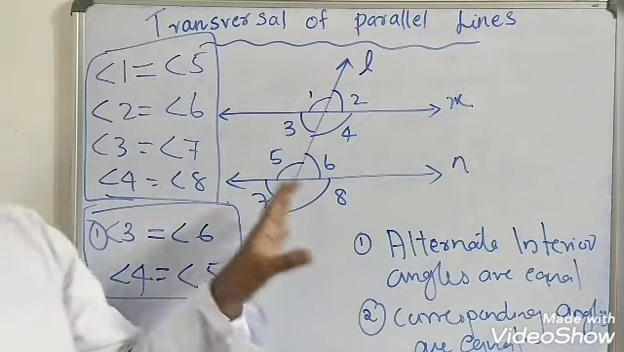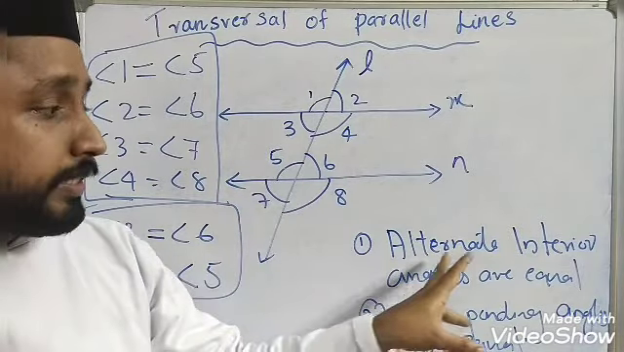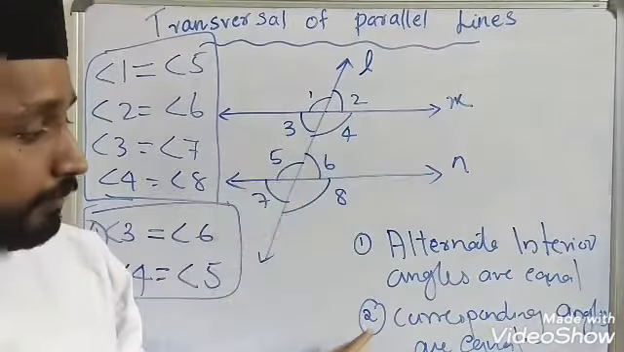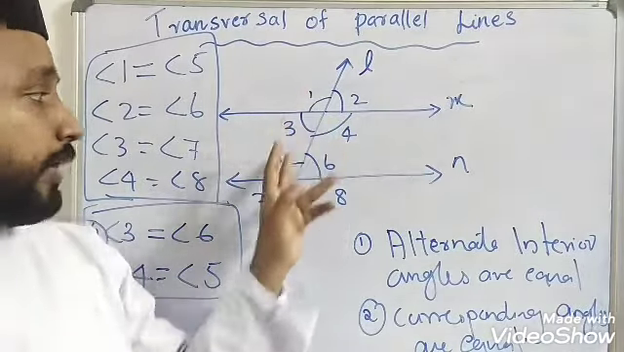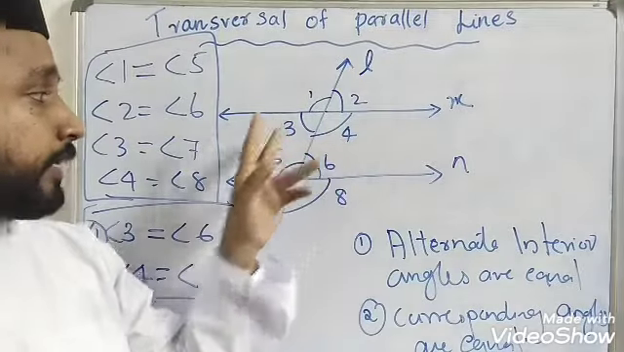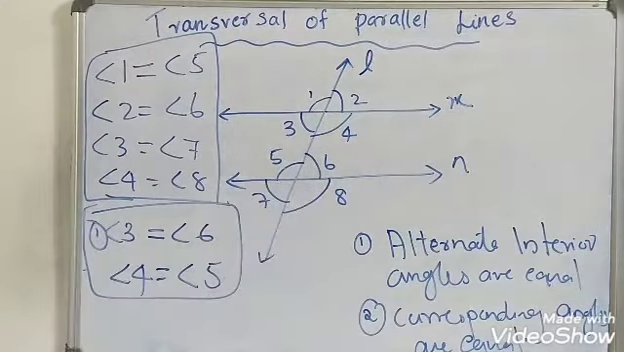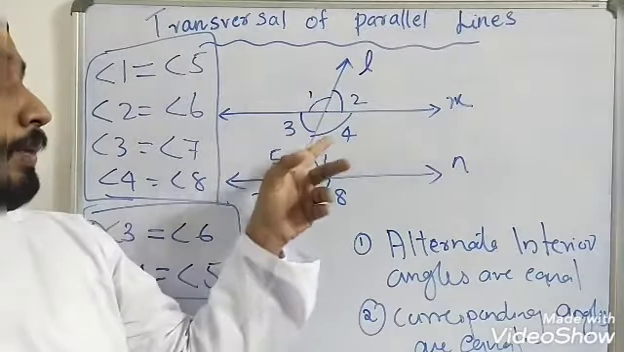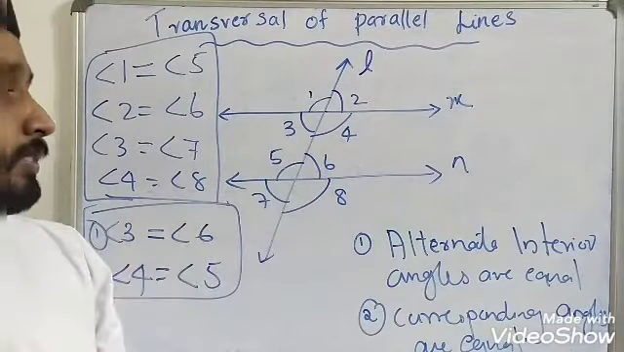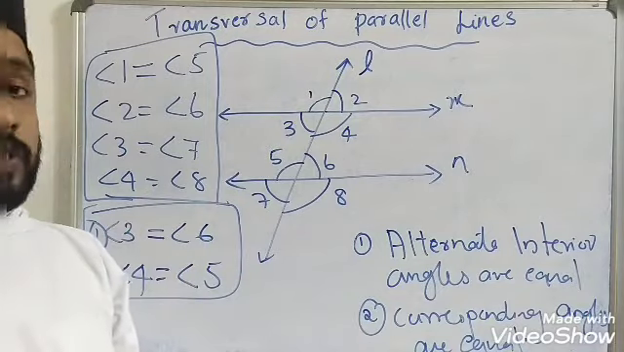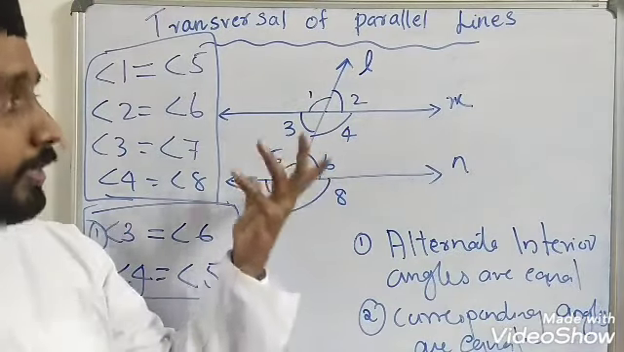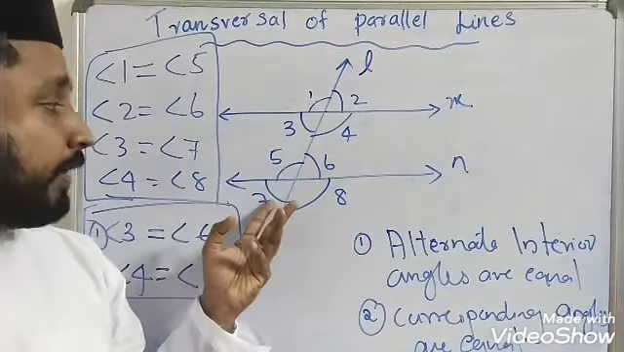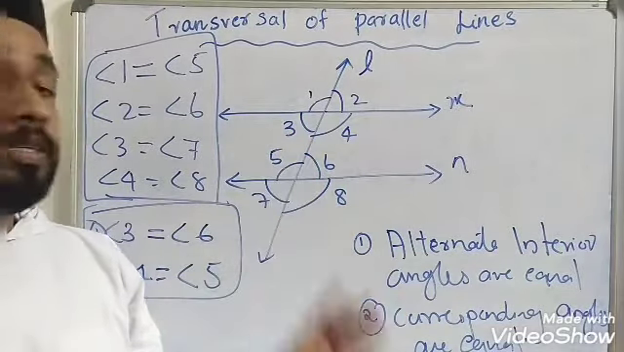The main points are: alternate interior angles are equal, so 3 is equal to 6 and 4 is equal to 5. Corresponding angles are equal: 1 is equal to 5, 2 is equal to 6, 3 is equal to 7, 4 is equal to 8. Then 1 plus 2, 3 plus 4, 5 plus 6, 7 plus 8, 1 plus 3, 2 plus 4, 5 plus 7, and 6 plus 8 are each 180 degrees.